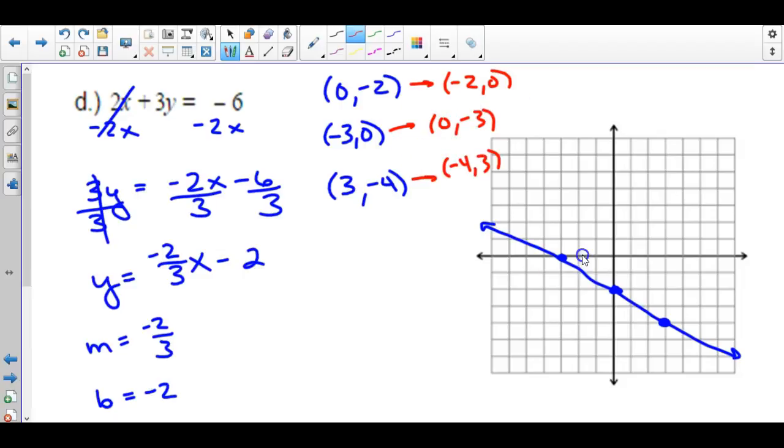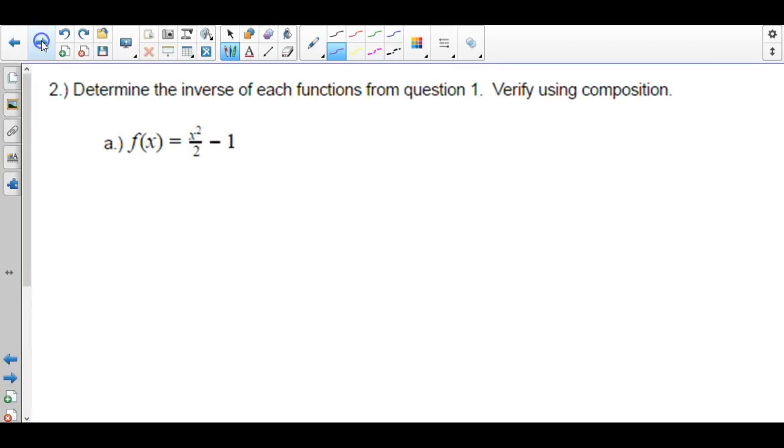I'm going to now plot those points. -2, 0 is here, 0, -3 down here, and then -4, 3, which is up here. They look like they all belong to the same straight line, and that's what we end up with. So again, the quick check is basically looking if it looks like it would flip over or reflect over that purple line, which it does. So that's the graphing of the quadratic and linear functions.